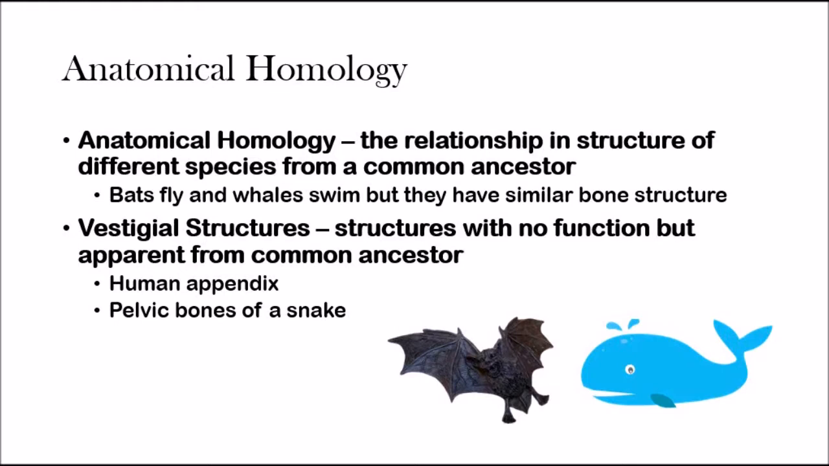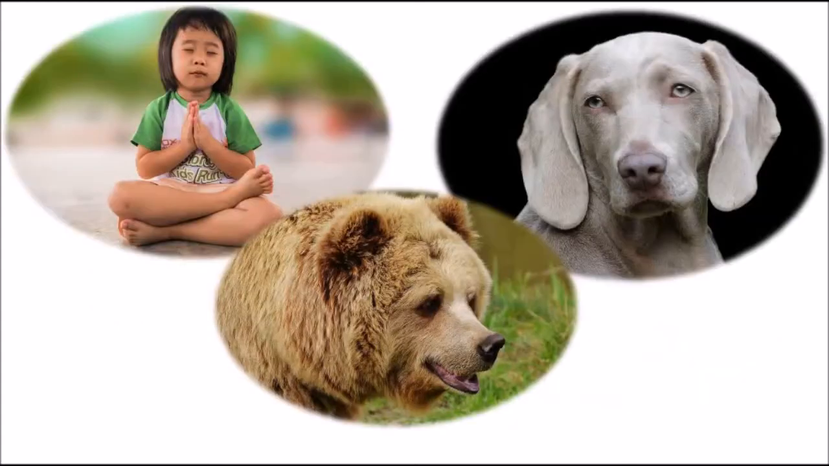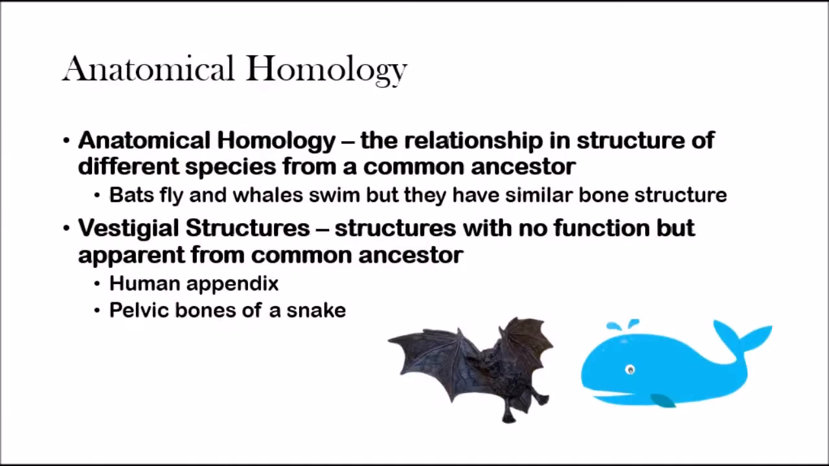Anatomical homologies are relationships in the structure of different species from a common ancestor. So the bone structure that we saw here with these organisms is an example of an anatomical homology. Another example for you here: bats fly and whales swim, but they both have the same bone structure. Believe it or not, even though they're completely different organisms when you look at them, because they're both mammals, they have the same bone structure.